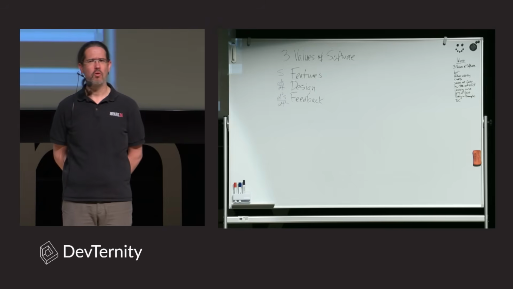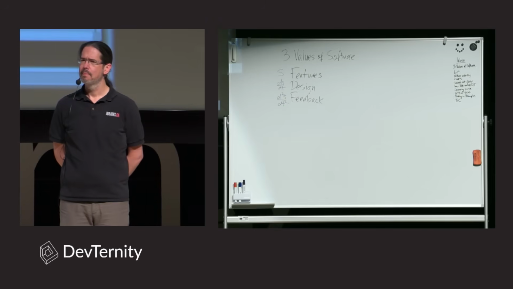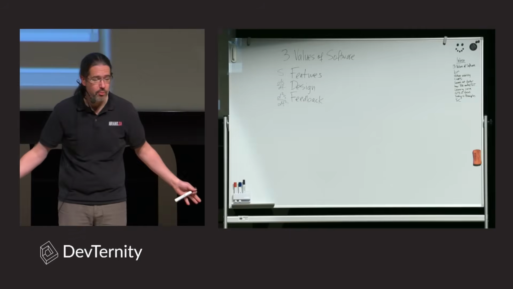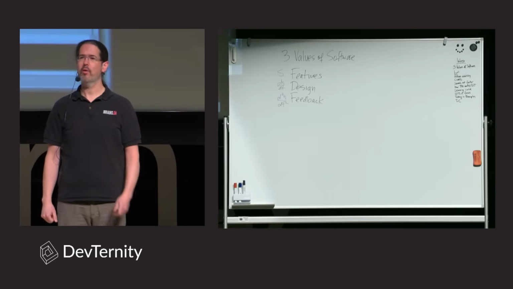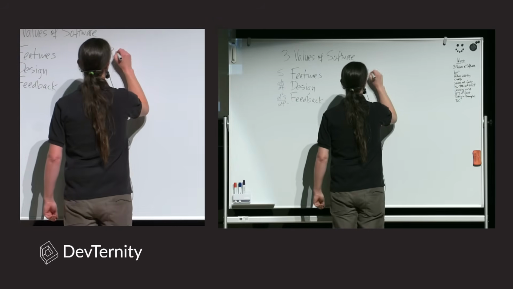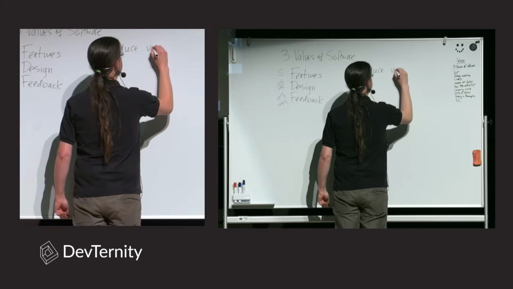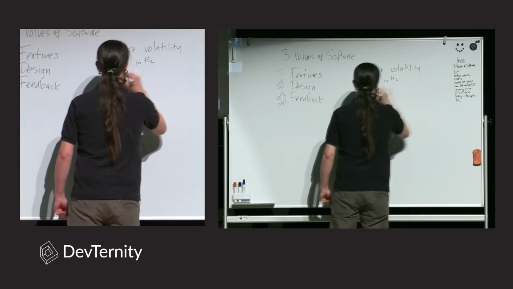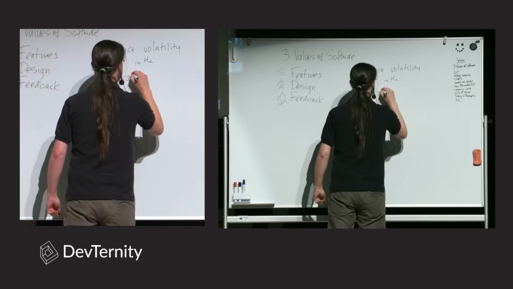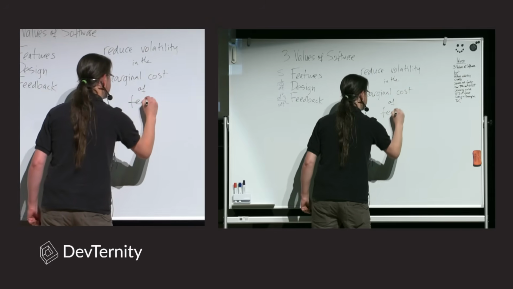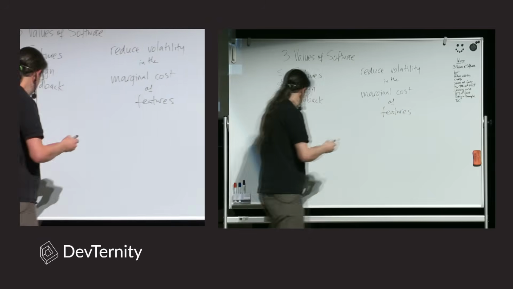I feel like not enough of you got the power of that. I'm just reducing volatility and the marginal cost of features. What's the problem? Okay, so what does that phrase actually mean? Reduce volatility in the marginal cost of features.